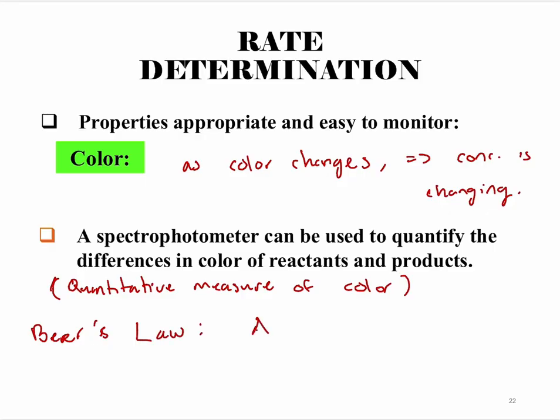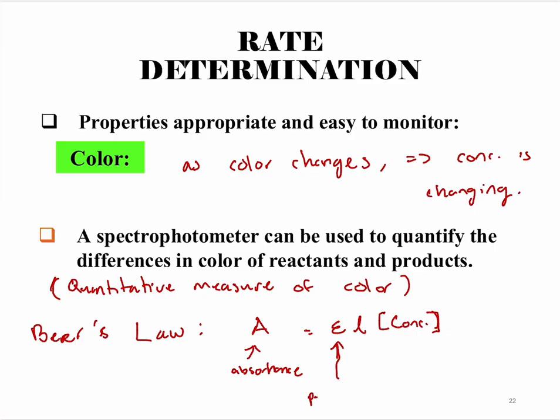And it says that the absorbance is equal to epsilon L times the concentration of whatever it is that's absorbing. You don't have to really worry about this equation. We're not going to be really using it because we don't have a spectrophotometer or spectrophotometers in the labs, or if we do, they're probably really old.